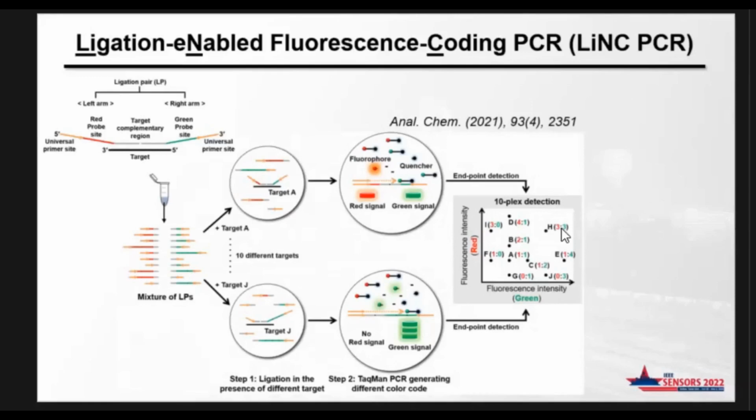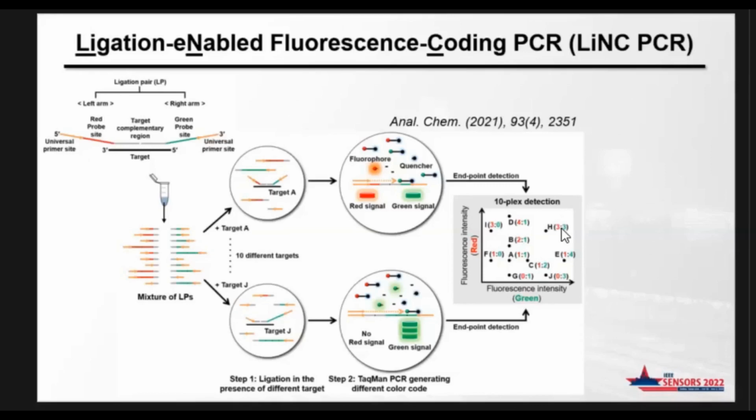the corresponding ligation pair will be ligated in the first ligation reaction. And the ligation product can be further used as a template in subsequent fluorescence-coding PCR, which is just standard PCR using only one pair of primers and a TaqMan probe. And of course, the endpoint fluorescence intensity can be transformed into this plot and the target can be identified.